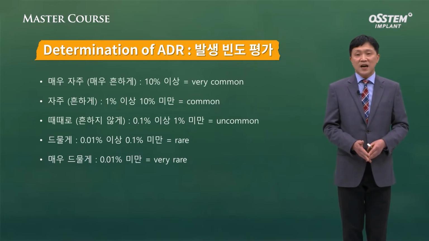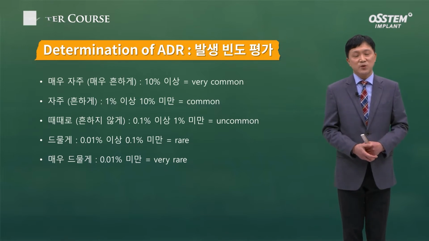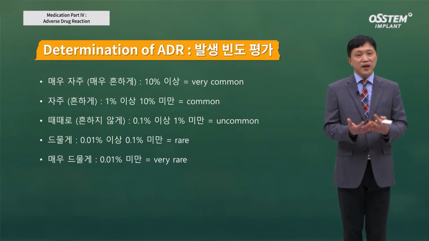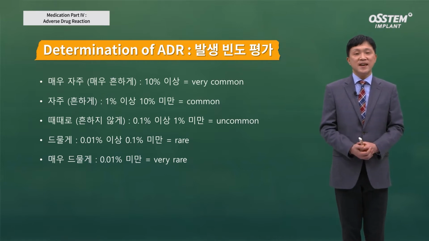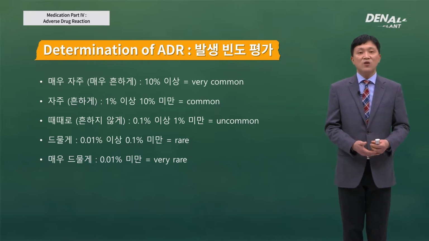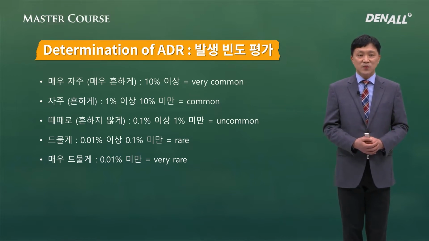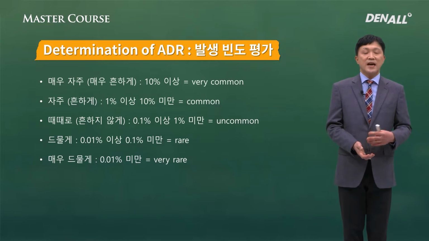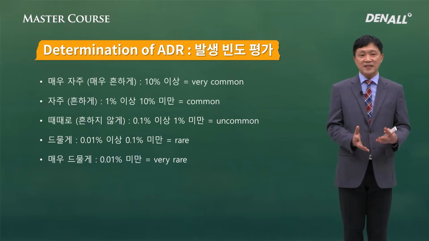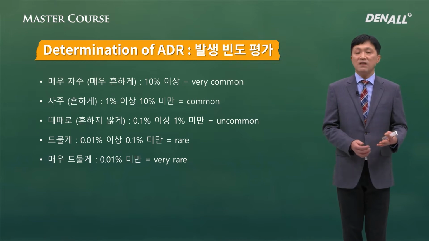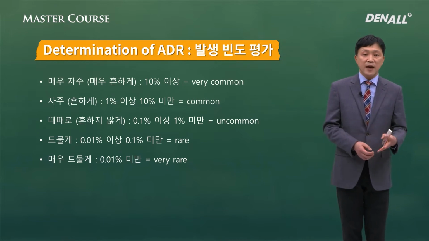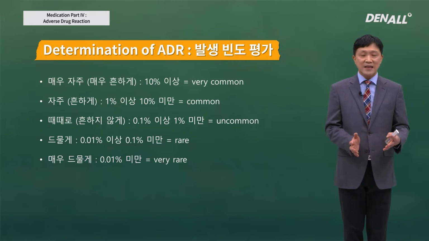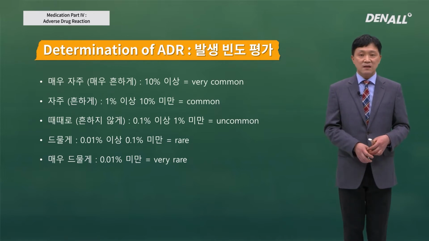Next, incidence determination. We need to be paying attention to this. If you look at monograph, we encounter these expressions quite a lot. How many occurrences do they mean? Very common, very frequent, means 10% or more incidence rate. Common means 1 to 10%. Uncommon means 0.1 to 1%. Rare, 0.01 to 0.1%. Very rare means less than 0.01%.